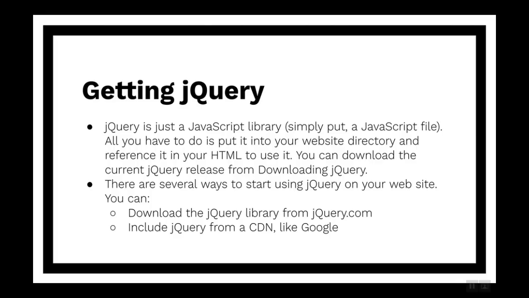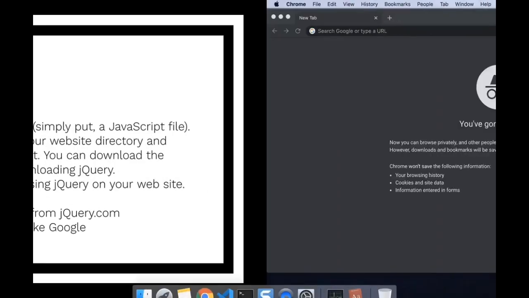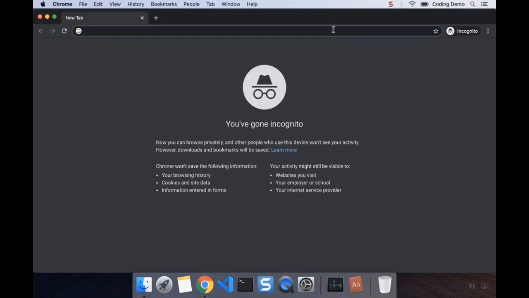So now how do we get jQuery? We get it from jQuery.com. We can either download the file or get it through CDN, which stands for Content Delivery Network. So let's quickly go to jQuery.com to review our options.